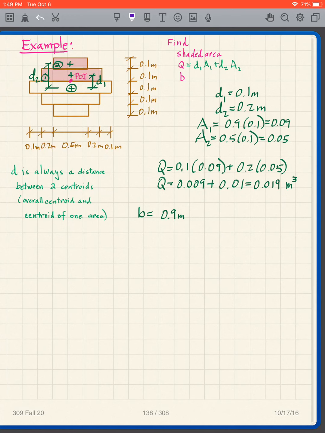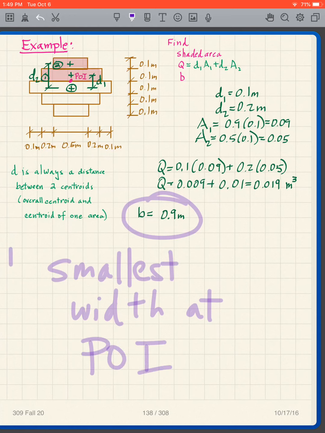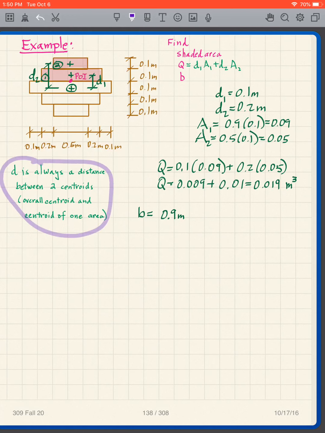So I choose the smallest one. The smallest width at the point of interest. That is B. And this is the smallest of those two widths. So just be aware that that's what we want to get, is the smallest. Take a look at the derivation again if you don't feel comfortable with that. And like I say, D is always the distance between two centroids, the overall centroid and the centroid of one of the areas.